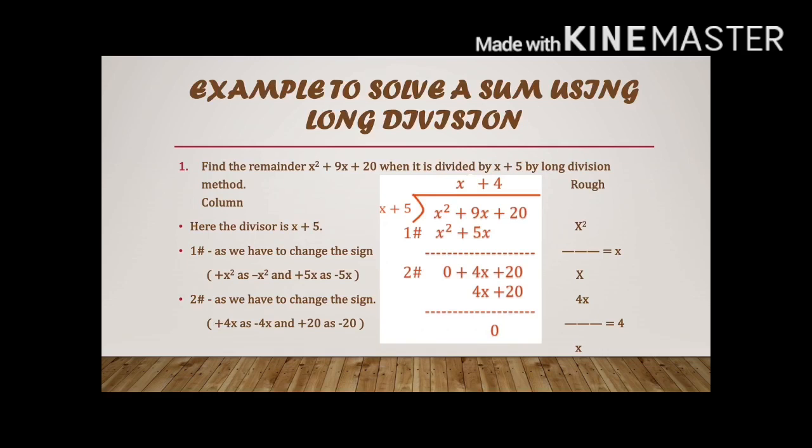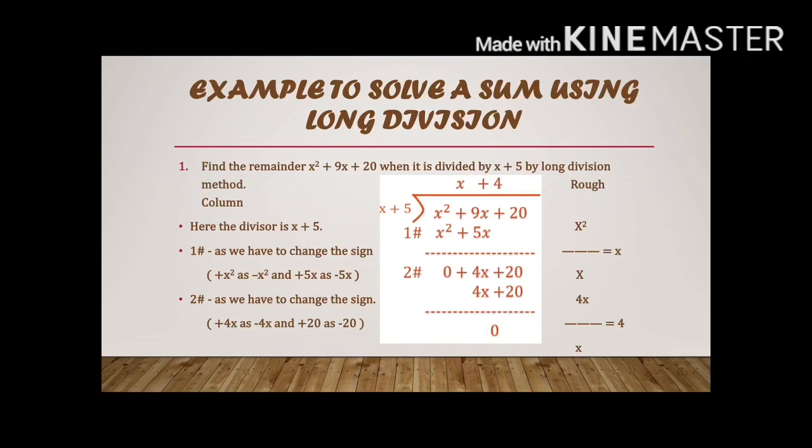And the difference between the general long division and this long division is we have to change the sign. Here plus x square should be changed as minus x square, and plus 5x should be changed as minus 5x. And so plus x square and minus x square, when solved, becomes 0, and plus 9x and minus 5x is plus 4x.